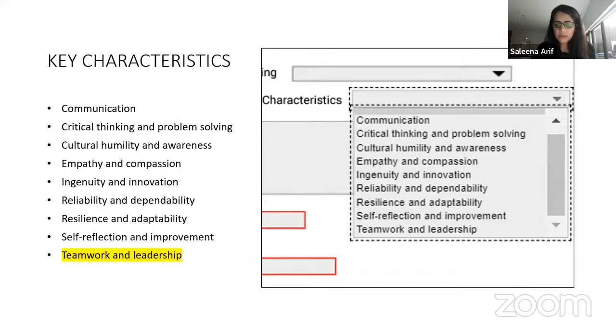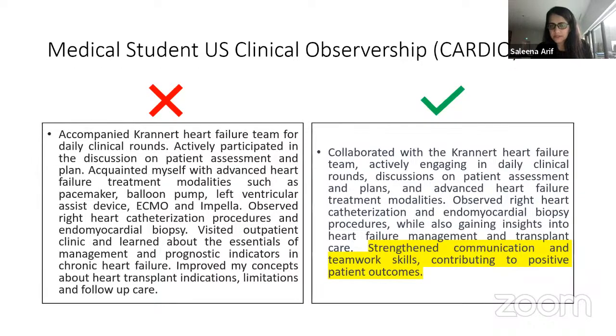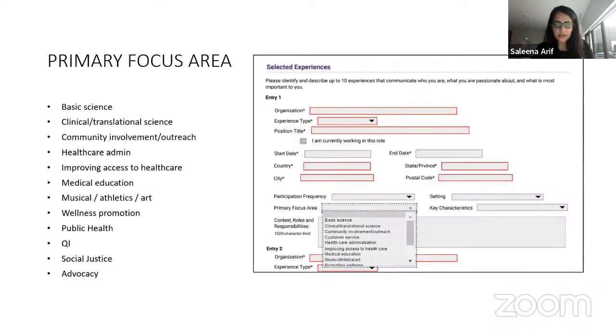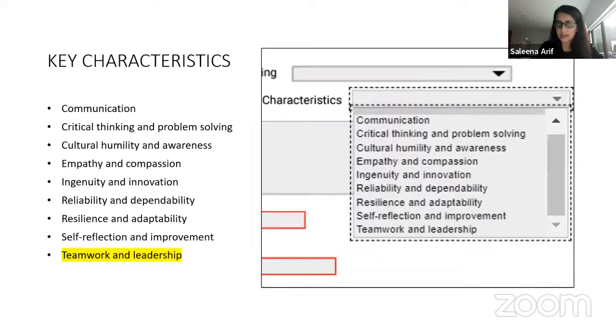So when you're writing about your different experiences, you're going to make sure that whatever the description is, it's relevant to the experience type, the primary focus area, and then the key characteristic. You don't want to skip out on that. You just don't want to give a little narrative of what you did, but how it basically helped improve any skill. With an example, you're going to show how it links to teamwork or leadership or communication skills or critical thinking and problem solving.